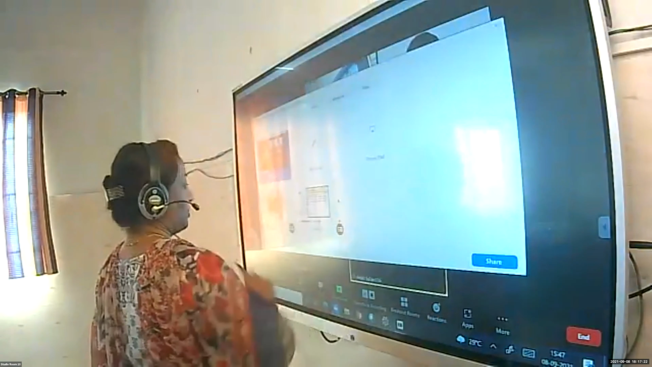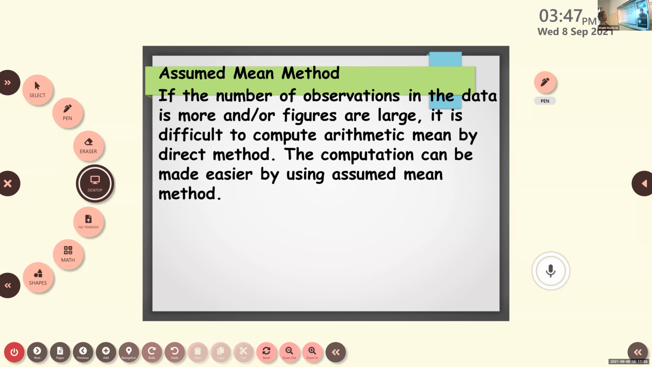Let me share the screen, just one minute. Assumed mean method, what steps do we have to do? If the number of observations is very large, it's very difficult to add everything and divide it by the number of observations. So to reduce the numbers to smaller ones, we are using the assumed mean method. If the numbers are very large, it is easy for us to calculate with smaller numbers.